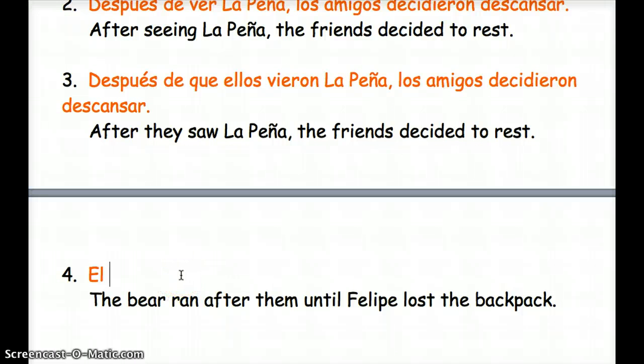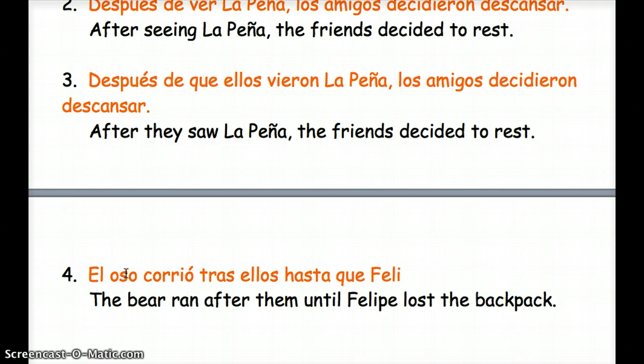Número 4. The bear ran after them until Felipe lost the backpack. The bear is the subject of the first mini sentence. Felipe is the subject of the second mini sentence. I have a change in subject. I have to use que to connect those two mini sentences. El oso corrió tras ellos hasta que Felipe perdió la mochila.